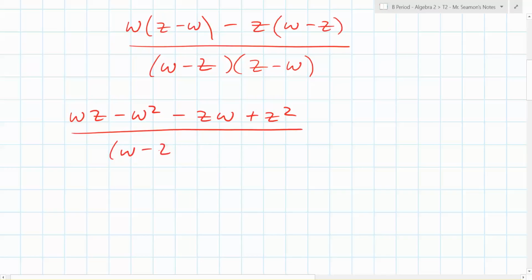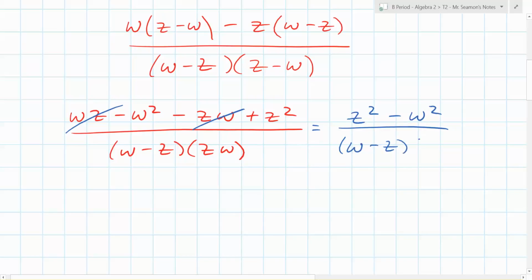W minus z. It takes 2 seconds to write it out, so please write it out. Anything cancel on top? Yeah, something cancels. What cancels? These cancel, right? Correct. So let's rearrange that. What's that on top? That's going to be z squared minus what? Over the same thing right here, right? W minus z over z minus w.